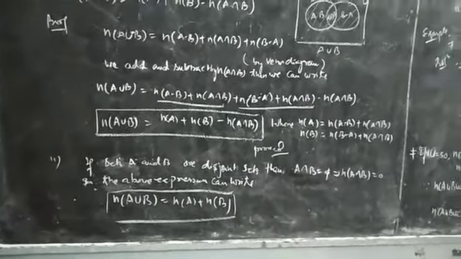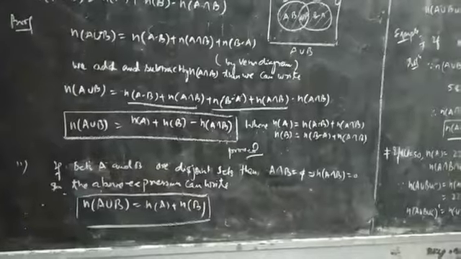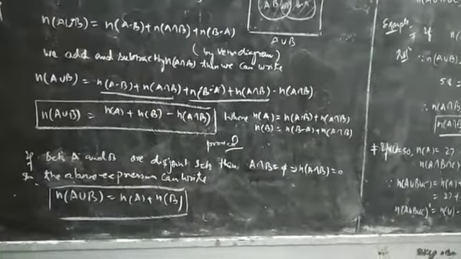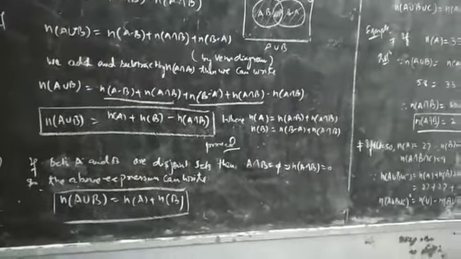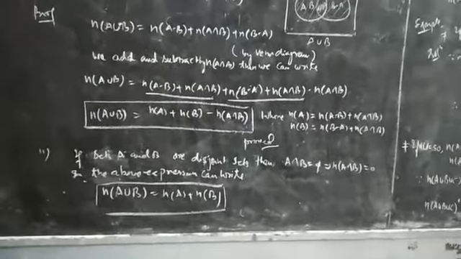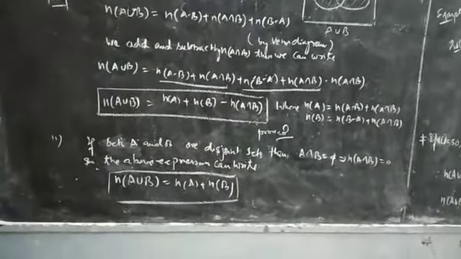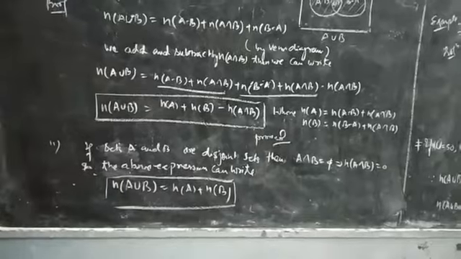Second, if A and B are disjoint sets, then A ∩ B is equal to phi. So n(A ∩ B) is equal to 0. So the above expression can be written n(A ∪ B) = n(A) + n(B).